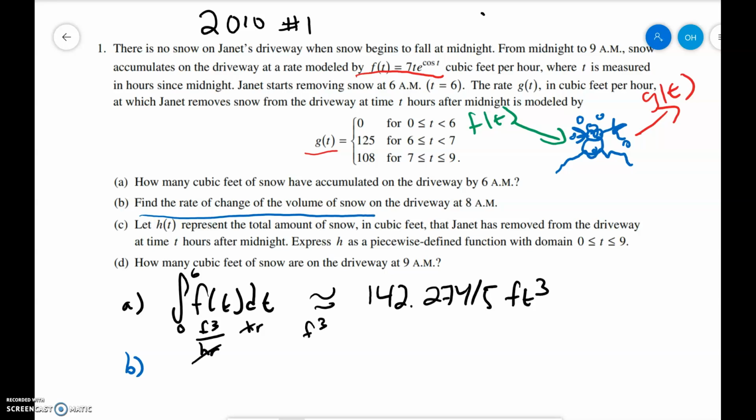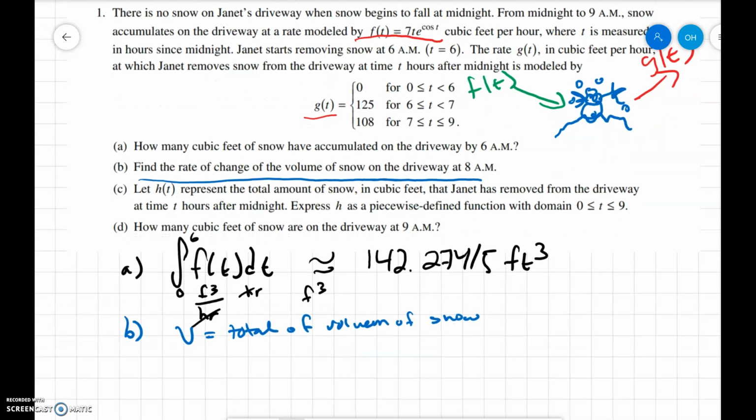Okay, part B. Find the rate of change of the volume of the snow on the driveway at 8 a.m. Okay, so V equals total volume of snow. And I want the rate of change of that.